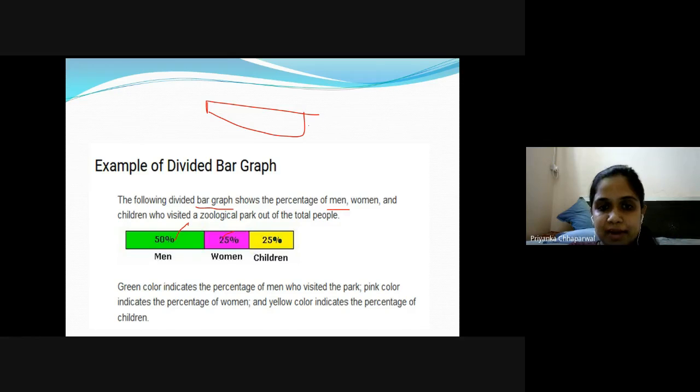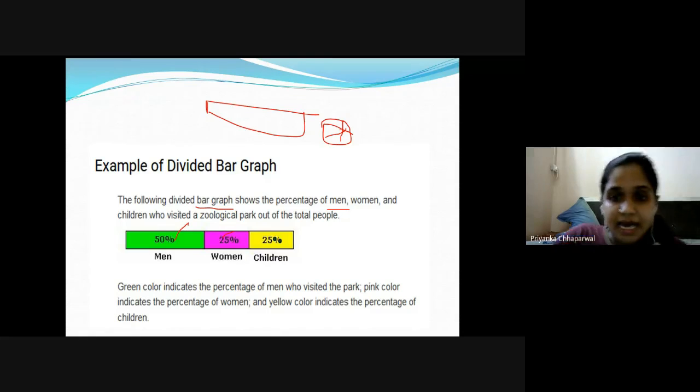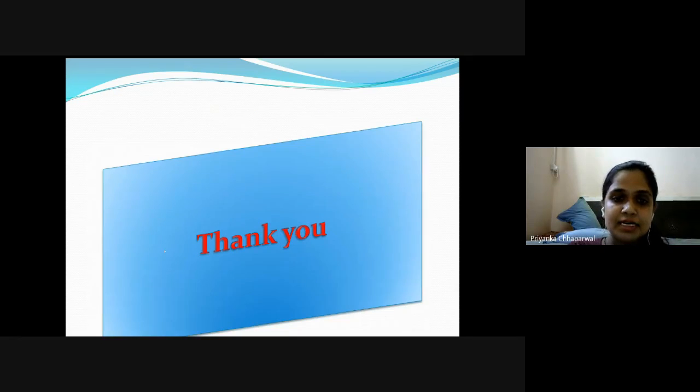So the bar graph and pie chart are almost the same, but in a pie chart we have one circle, and in the circle we divide slices according to you. The order is not important. मतलब slice जो हम बनाते हैं, order is not important. हम कैसे भी arrange कर सकते हैं. But in a divided bar graph, you arrange highest to lowest या lowest to highest according to you. So in this question we have arranged highest to lowest: man, woman and children. So it is a divided bar graph.